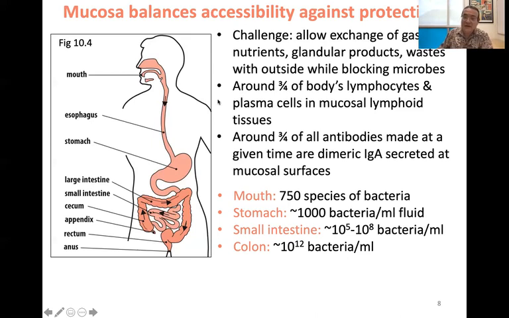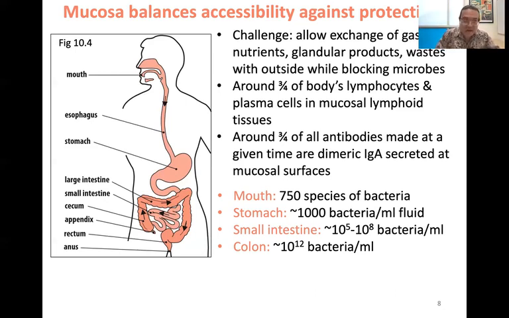About 3/4 of the body's lymphocytes and plasma cells are found in mucosal lymphoid tissues. So wow, we've been talking about B cells and T cells going between your blood and your lymph as where they normally do their jobs. But about 3/4 of them at any given time have actually settled into these different mucosal layers of your body to protect you. Also, about 3/4 of all antibodies made at a given time are actually dimeric IgA subclass, and they are found in mucosal surfaces.